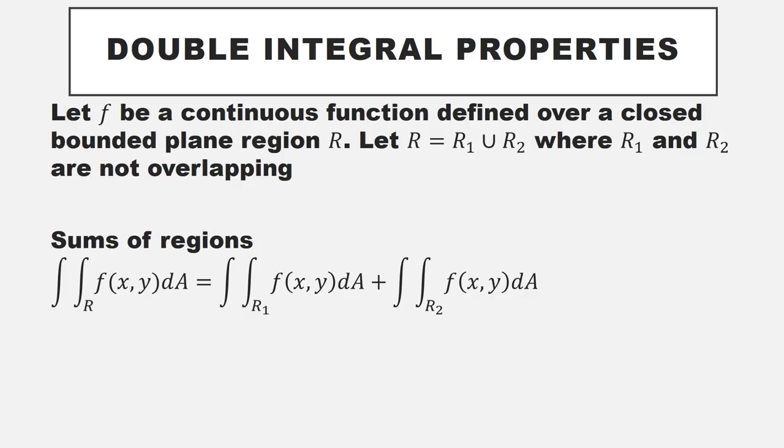Also, let's assume my bounded plane region R actually consists of two parts, an R1 and an R2, where R1 and R2 do not overlap. If I'm integrating a function over a region and the region can be split into two pieces, then I can integrate over the first region and then integrate over the second region, add them up, and that's going to be the integration over the combined region.